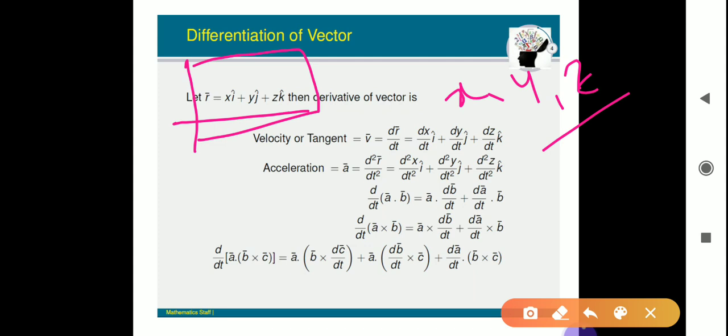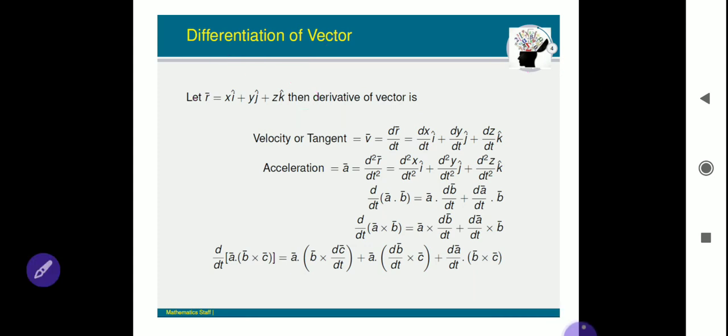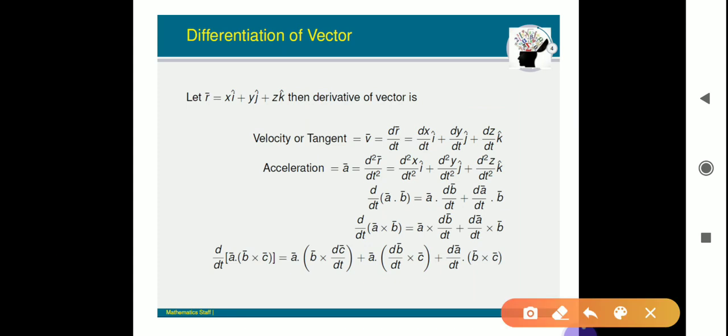So how do we find that? For that, first we have to take r bar equal to x i bar plus y j bar plus z k bar, and then using that r bar we have to find the velocity vector or tangent vector. That is, only take the derivative of r bar with respect to t. So the velocity vector is denoted by v bar, and v bar is equal to dr bar by dt, that is dx by dt into i bar plus dy by dt into j bar plus dz by dt into k bar.